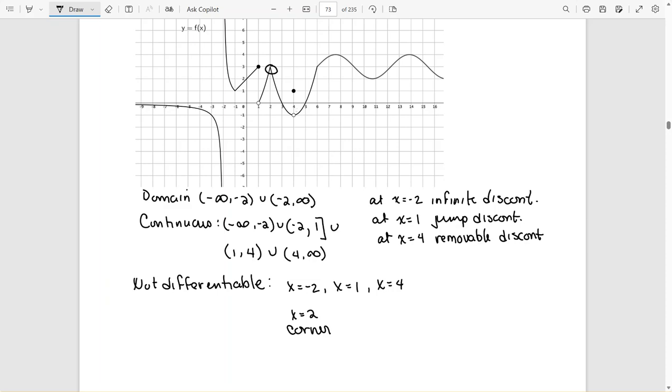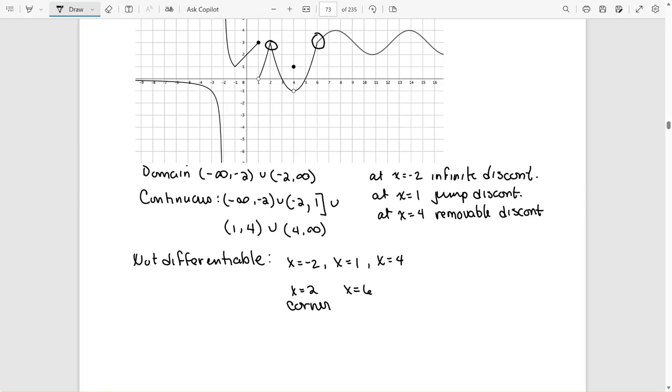Right, and then we said we got 4. And then right here at 6, we have a situation as well, and that's another sharp corner. So it is differentiable everywhere else except those values.